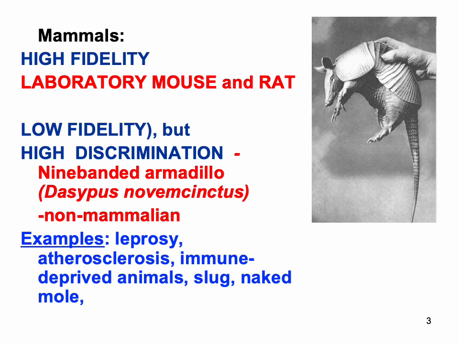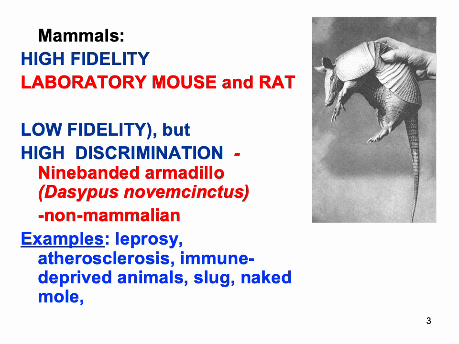I revise what you have heard during the lecture about laboratory animals and experimentation. An animal model can be characterized by two characteristics: the fidelity and the discriminative force. Fidelity means that it is similar to the human. High fidelity are the laboratory mouse and the rat. Low, especially the transgenic strains and lines. Low fidelity but high discrimination can be achieved by using the nine-banded armadillo, Dasypus novemcinctus, and even non-mammalian models.